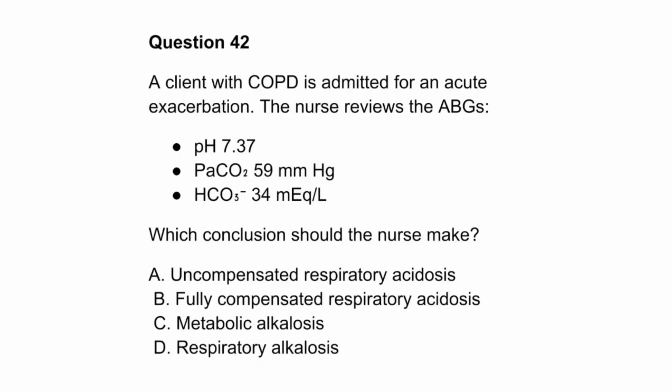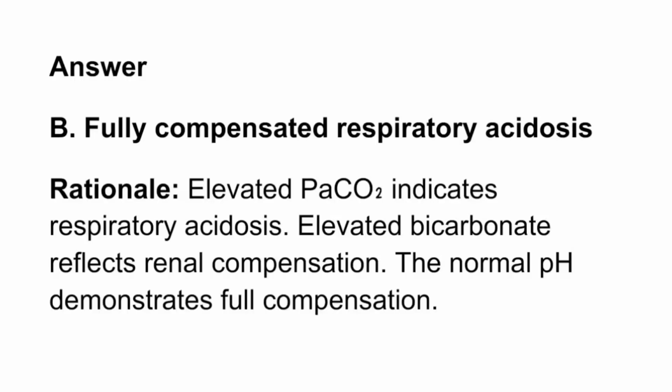Question 42. A client with COPD is admitted for an acute exacerbation. The nurse reviews the ABGs. pH 7.37, PaCO2 59 millimeters of mercury, HCO3 34 milliequivalents per liter. Which conclusion should the nurse make? A. Uncompensated respiratory acidosis. B. Fully compensated respiratory acidosis. C. Metabolic alkalosis. D. Respiratory alkalosis. Answer: B. Fully compensated respiratory acidosis.